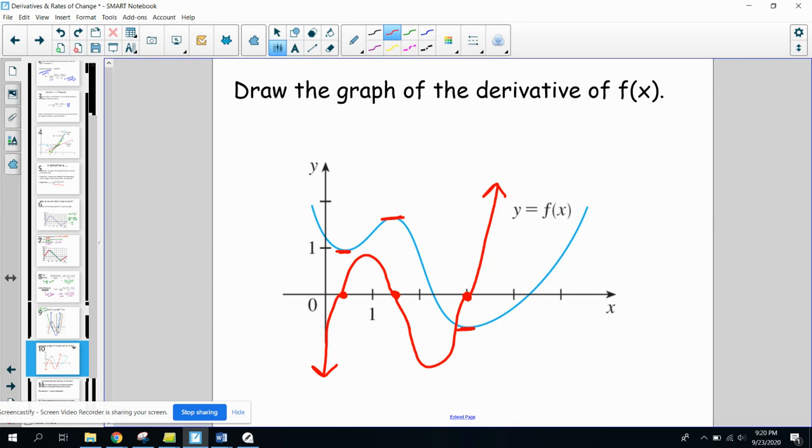Okay, so you could draw it completely separate and not on the same graph, but I'm just trying to illustrate how they're related to each other and how we can use one to help get the other.